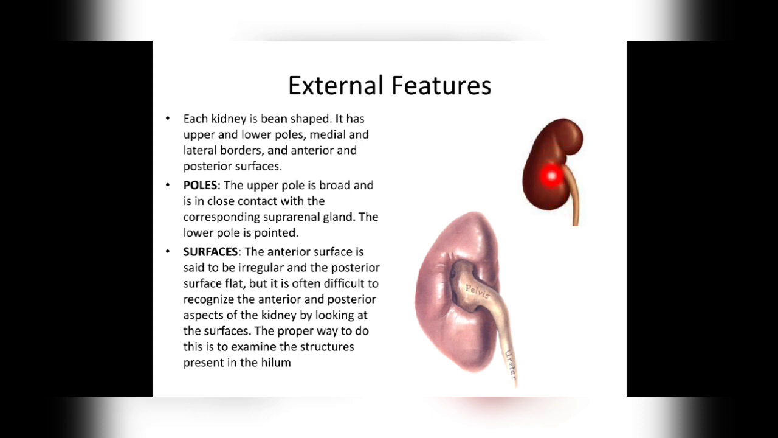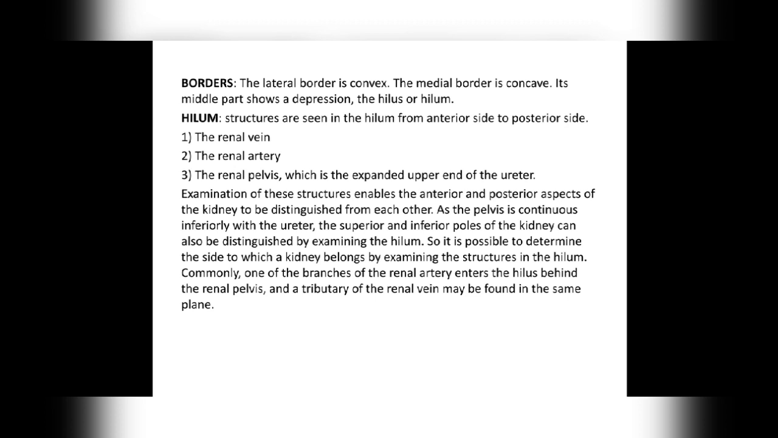Surfaces. The anterior surface is irregular and the posterior surface is flat, but it is often difficult to recognize the anterior and posterior aspects of the kidney by looking at the surfaces. The proper way to do this is to examine the structures present in the hilum. Borders. The lateral border is convex, the medial border is concave. In the middle part, the medial border shows a depression called hilus or hilum.